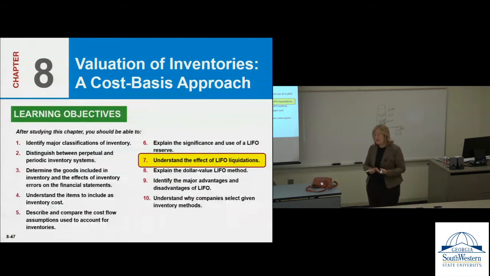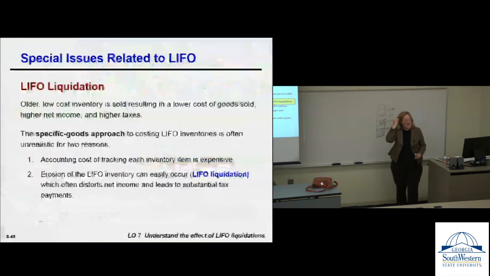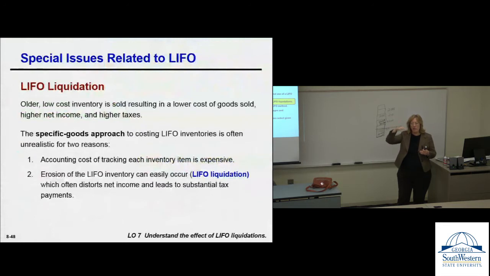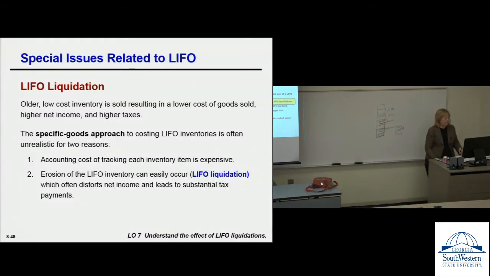And now this is going to be a negative thing for the company, okay? Maybe it's not so obvious why this is going to be a negative thing, but as long as you're building up layers every year, then you get a positive benefit from LIFO. But when you start eating into the layers, then you have a negative benefit. And that's what's called a LIFO liquidation, when you're liquidating the layers.